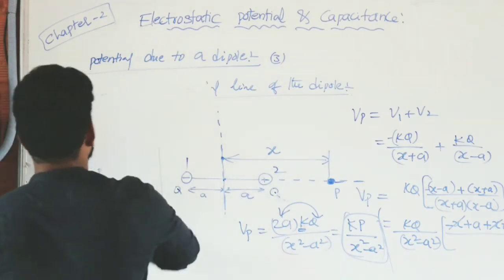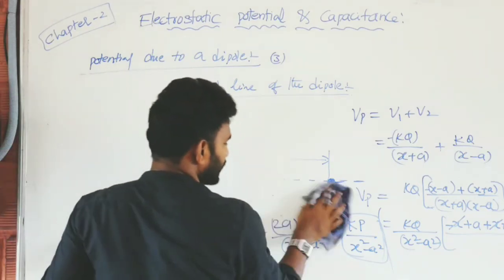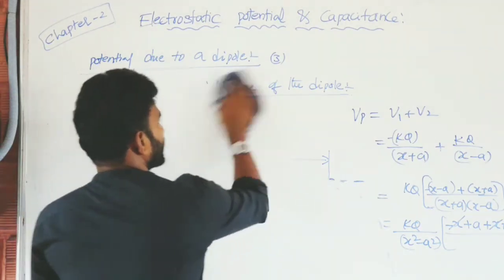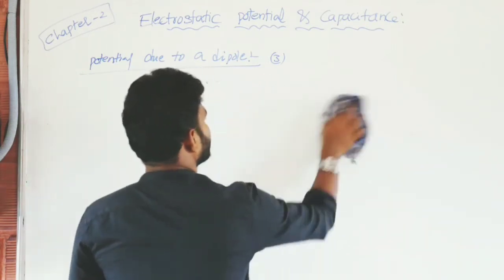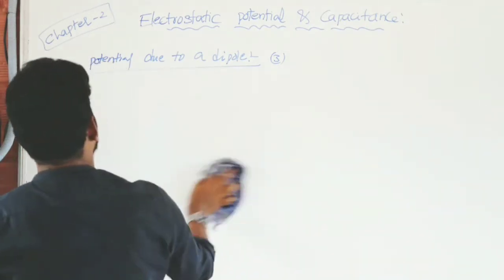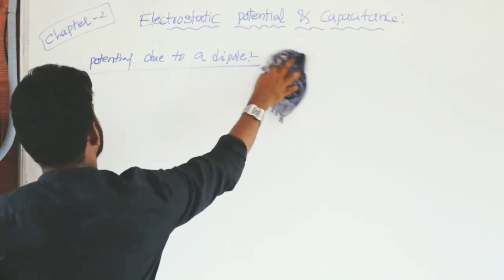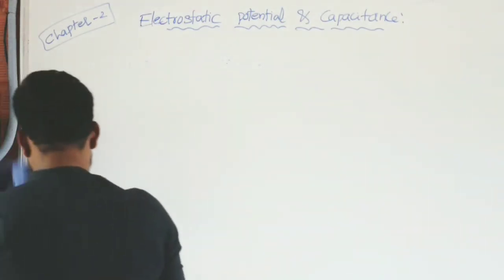The equatorial line is very simple. The axial line is also simple. It is not a vector form, it is scalar only. So we are dealing with the negative and positive charge, and it should be very clear with that concept. Then we will go for the potential due to a dipole, the second part, that is the equatorial line.